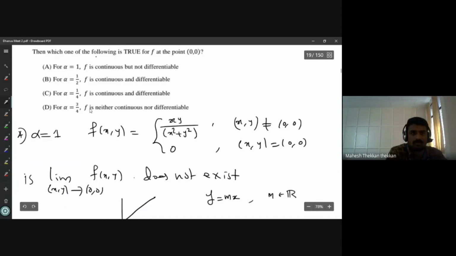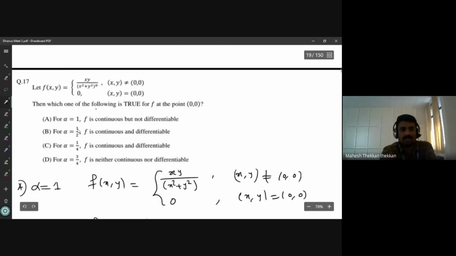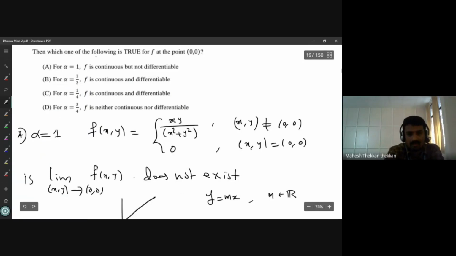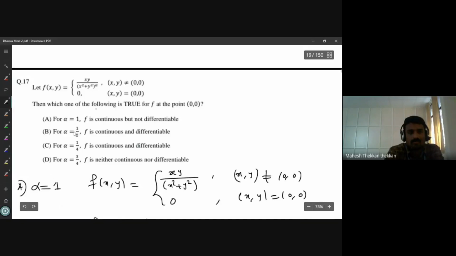Then what about the first option? The first option says f is continuous but not differentiable. But this limit does not exist. So the first option is wrong, because continuity is not guaranteed since the limit itself does not exist. So the function is not continuous at that point. So the first option is wrong.